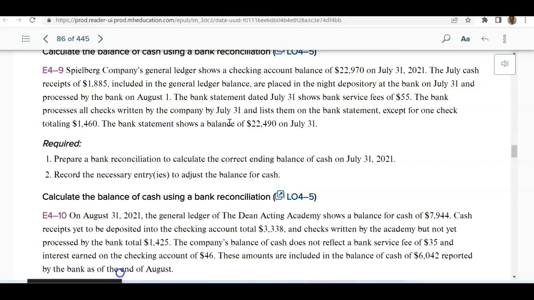The bank statement shows a balance of $22,490, which is much different than your checking account balance. Prepare a bank reconciliation to calculate the correct ending balance of cash on July 31st, 2021, and record the necessary entries to adjust the balance for cash. Okay, so let's see how we do that.